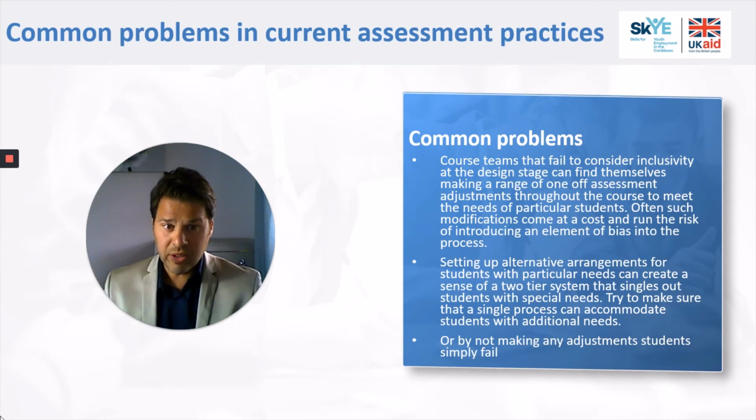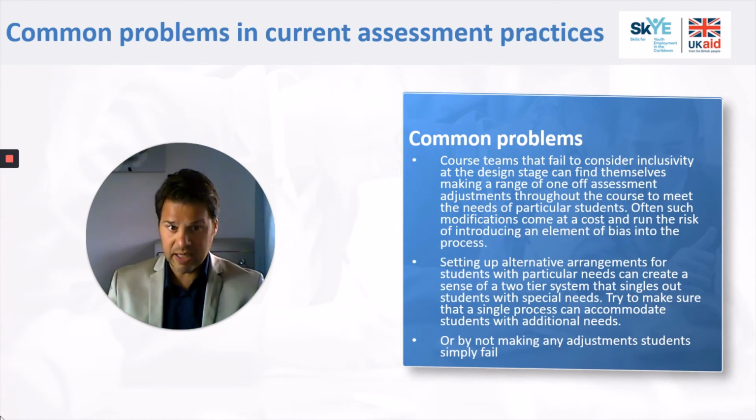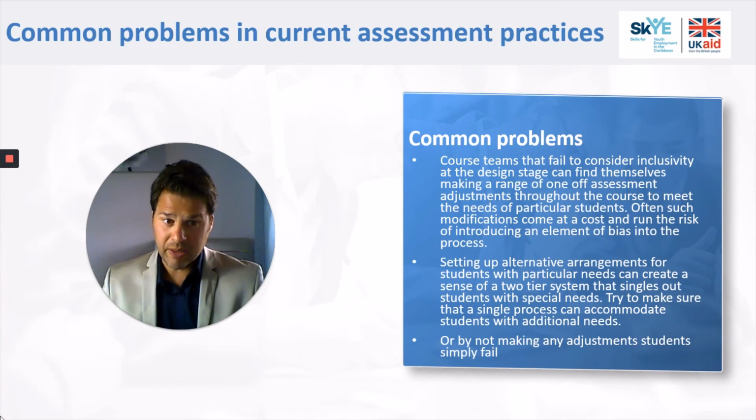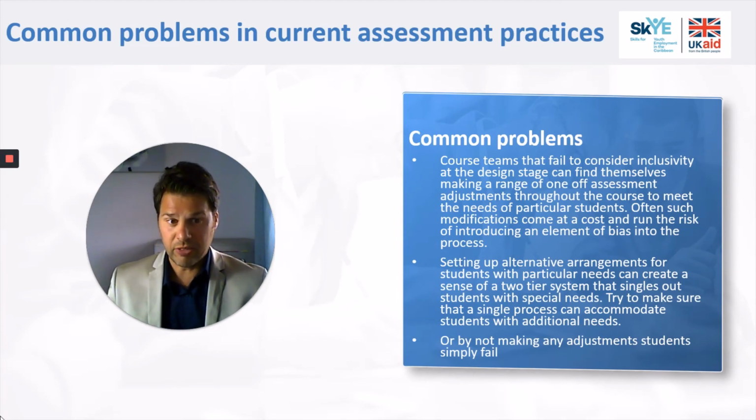By setting up alternative arrangements for students with particular needs, it can create a sense of a two-tier system. So it can make people feel singled out or feel that they've got special needs and that they don't necessarily want those adjustments then.